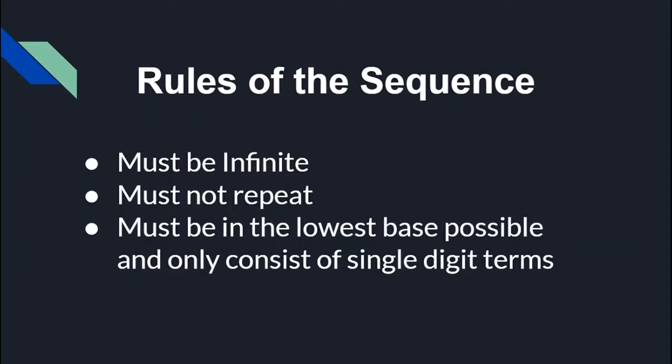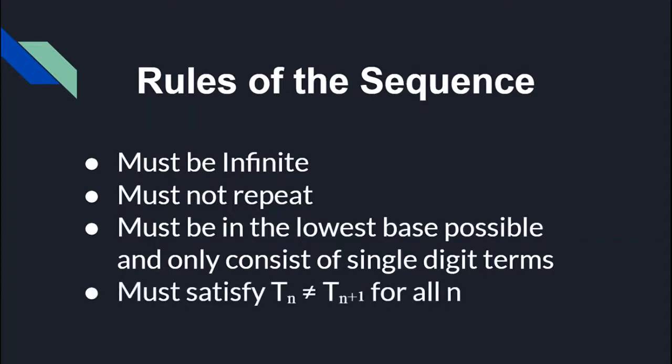Then the last rule, the entire sequence must satisfy t of n does not equal t of n plus 1. And all that is, you can't have 2 in a row, essentially. So you can't have 2 1s in a row. You can't have 2 2s in a row. And of course you can't have 2 3s in a row.